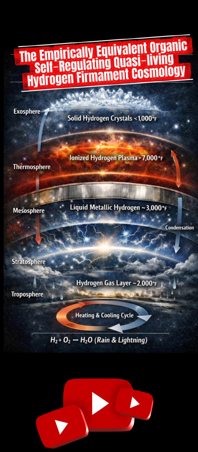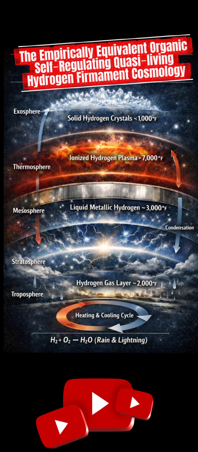Number 8. The firmament is a vertically stacked sequence of hydrogen phases. From bottom to top, the structure forms a continuous self-organizing system. 1. Hydrogen gas layer. 2. Metallic hydrogen gas layer. 3. Plasma hydrogen layer. 4. Liquid metallic hydrogen layer. 5. Crystalline hydrogen shell. This sequence creates a thermodynamically stable, electromagnetically supported dome.